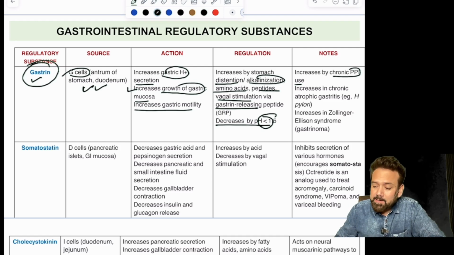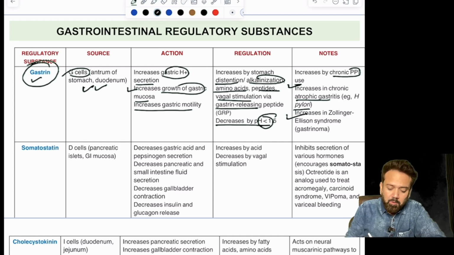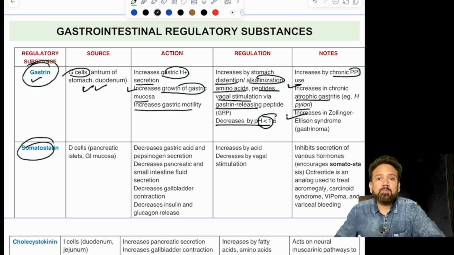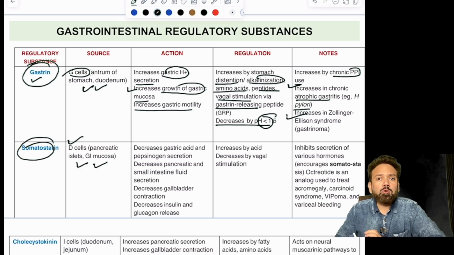Then it increases in chronic atrophic gastritis, for example, if atrophic gastritis is due to H. pylori, or in gastrinoma, also called Zollinger-Ellison syndrome. Second hormone is somatostatin. It is released by delta cells or D cells in the pancreatic islet and GI mucosa. And somatostatin is called the universal inhibitory hormone.